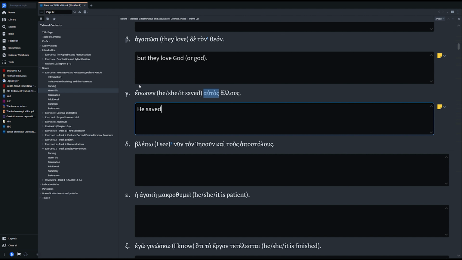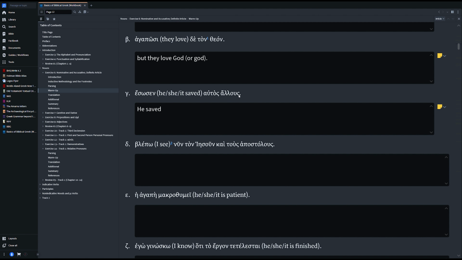So it's he saved. And now what does alus mean? Well, alus means another. And so now we're looking at the case ending and we look at this and now you might get confused, but this is an accusative.